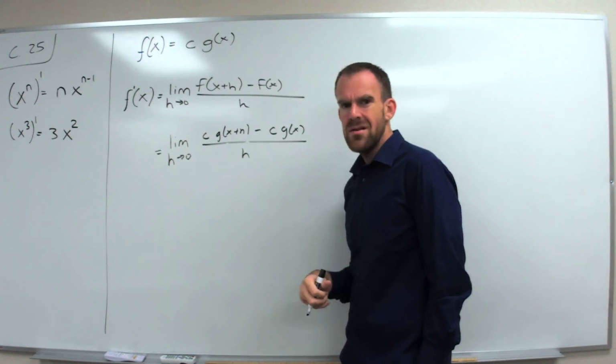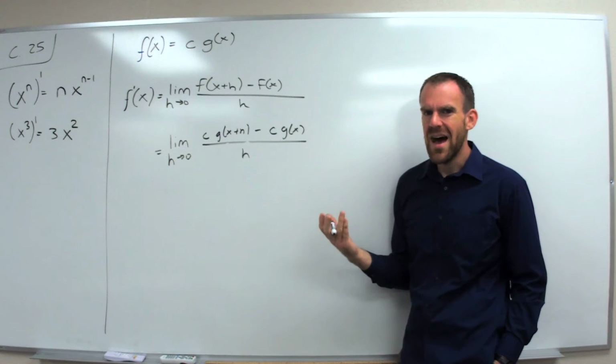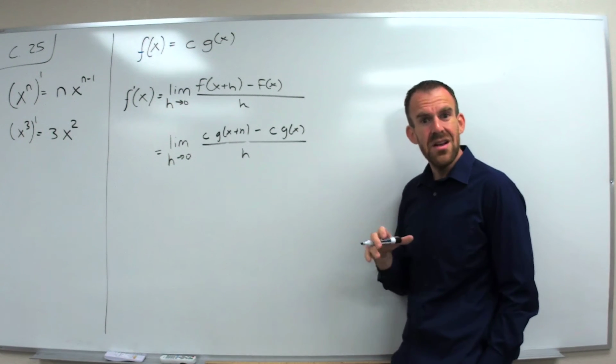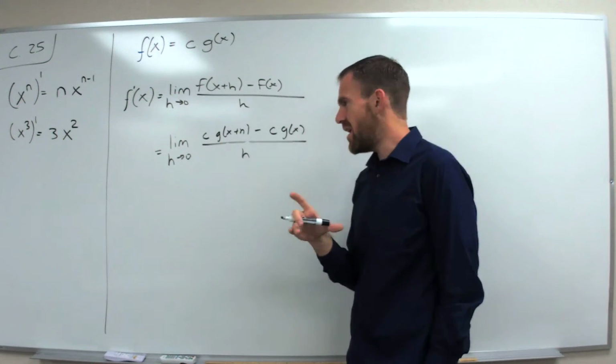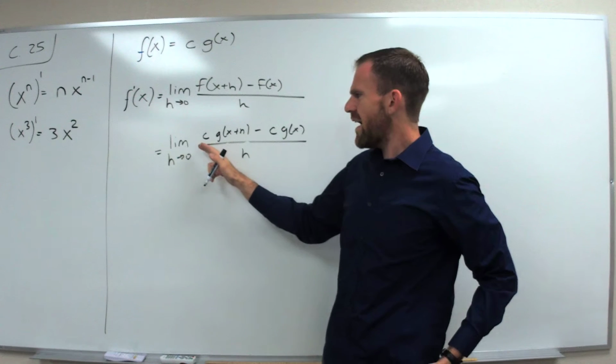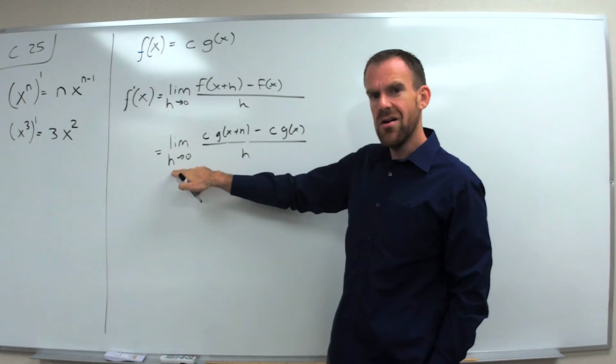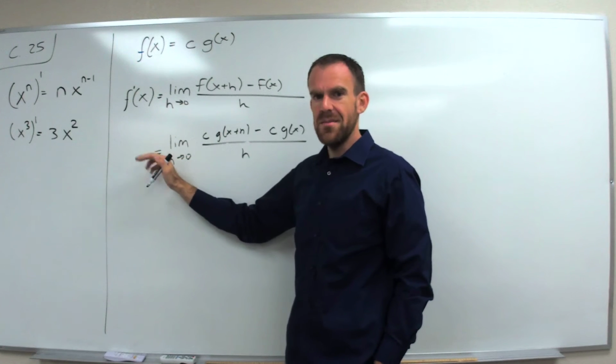divided by h. Now you might look at me and be like, what do we do with that, right? We don't even know what g of x is. That's totally fine, because check this out. I have c in the top on both parts, so I can factor that out. Since it doesn't depend on h at all, I can take it outside of my limit.